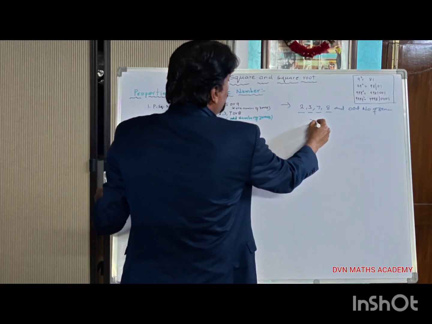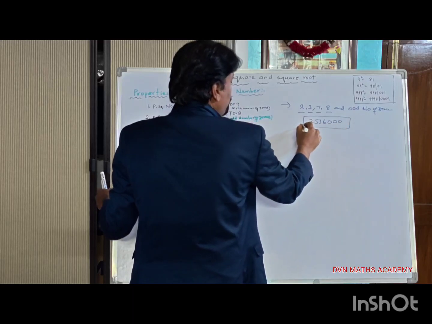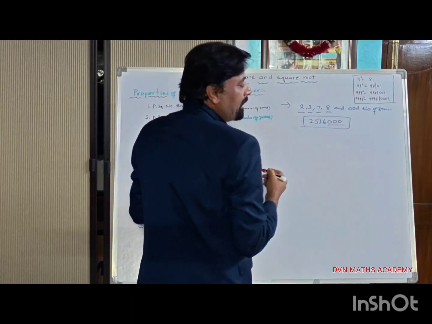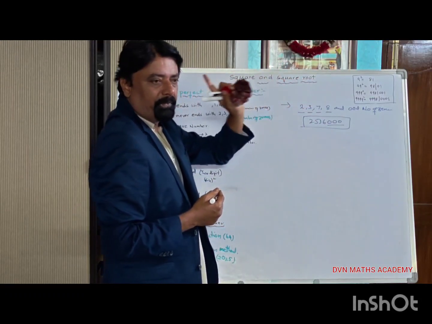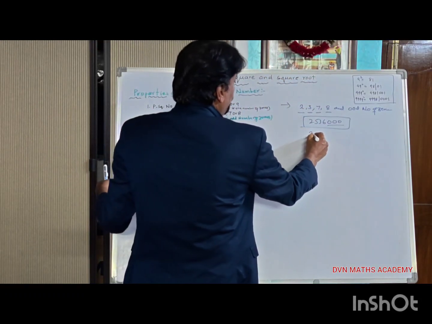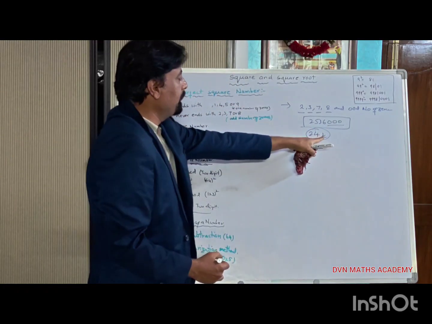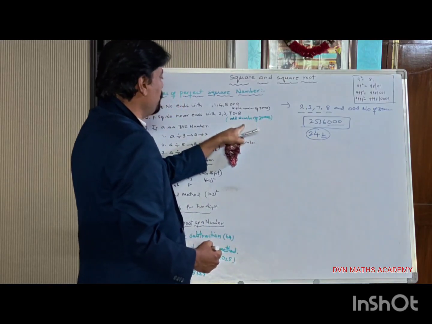For example, you write 2, 5, 3, 6, 0, 0, 0. If you observe carefully, it is not at all a perfect square because it is ending with 3 zeros, and 3 is an odd number. Therefore, we can decide it is not a perfect square. For example, if I write 242, it is not a perfect square number. We can decide because it is ending with 2. So this is one of the interesting properties.